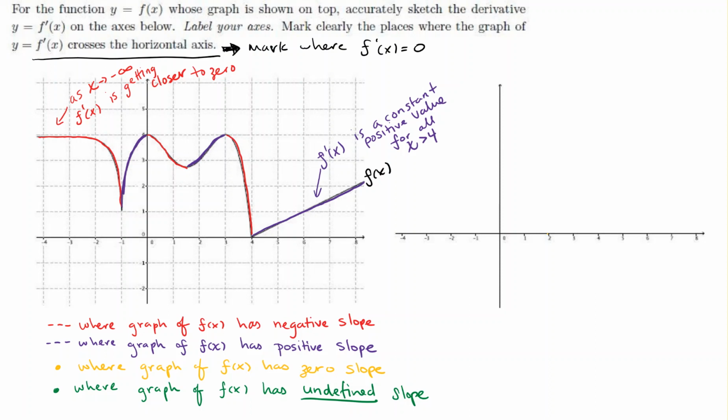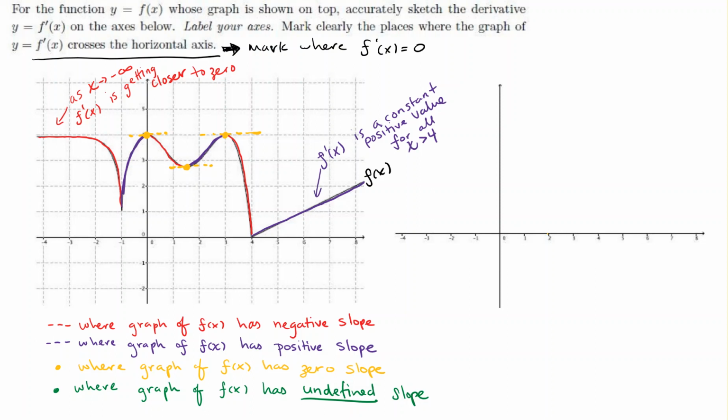Okay. Next, think about where the graph of the original has 0 slope. We'll mark those points in yellow. So at x equals 0, x equals 1.5, and x equals 3, we see that we've got a horizontal tangent line to the graph of the original. So all these are places where the derivative is equal to 0, or will be on the x-axis.